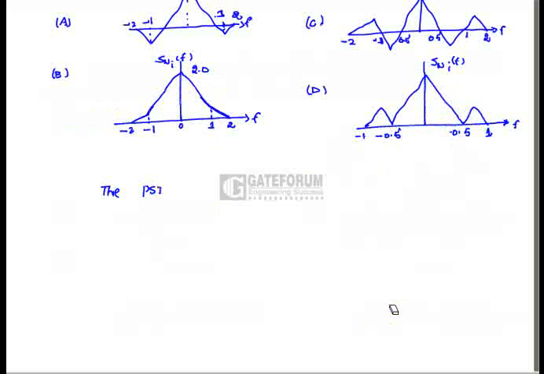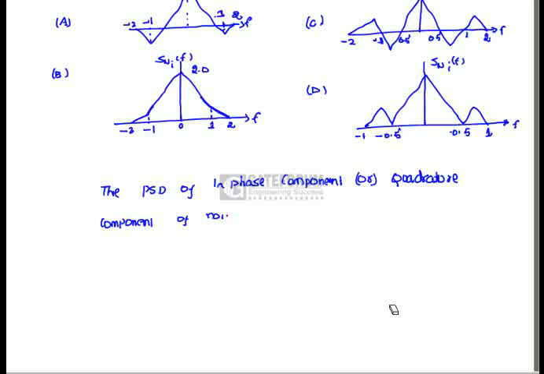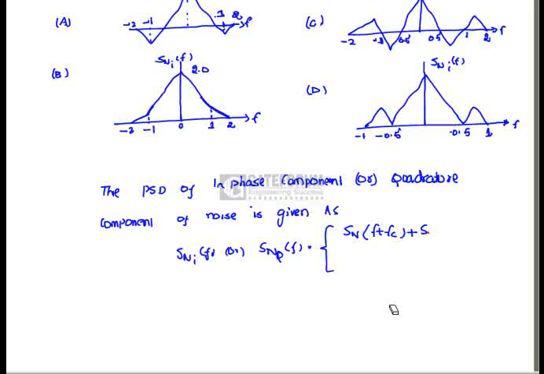The PSD of the in-phase component or quadrature component of noise is given as Sni of f or Snq of f equals Sn of f plus fc plus Sn of f minus fc, for f in between minus B and B, and equals 0 otherwise.